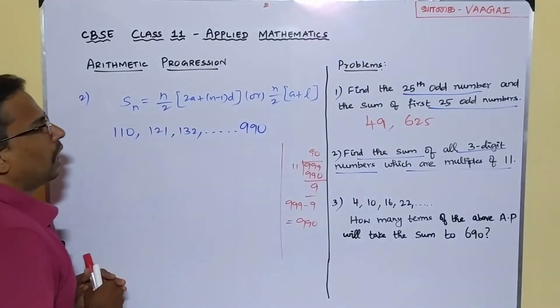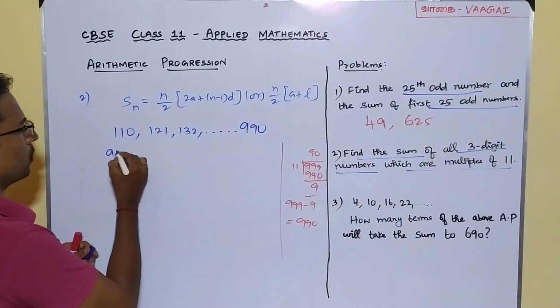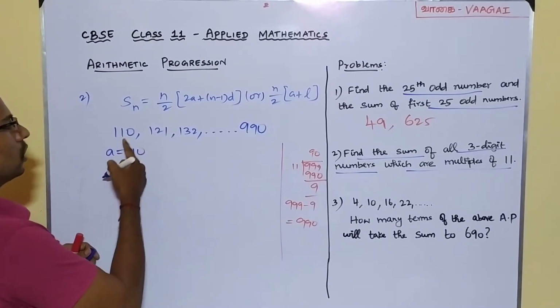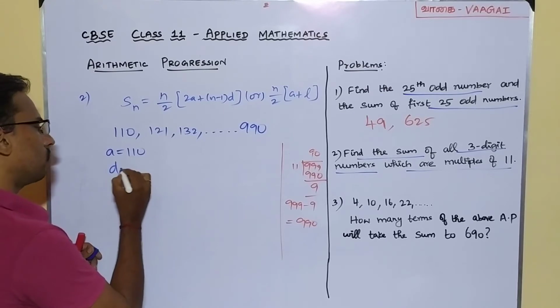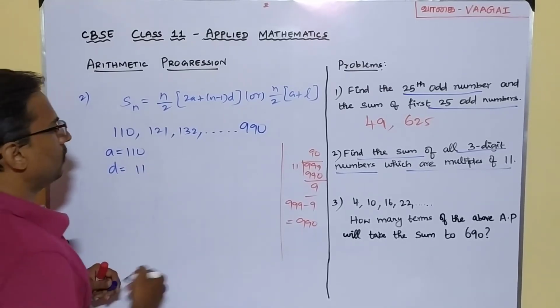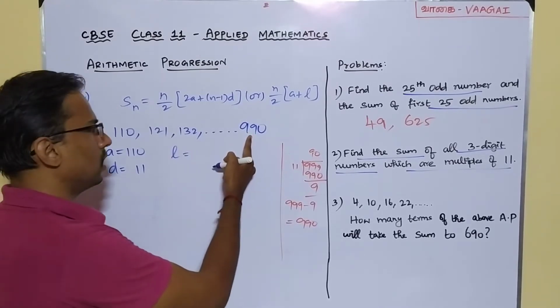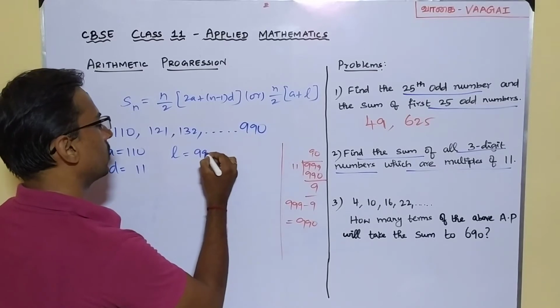So this is an AP here. No doubt it is an AP, because we have the first term equal to 110. So the A value is 110. And what about the value of D? D is again simple to say, it's going to be 11, right? And what about the value of L? Because we even know the last value. So this is going to be L, which is 990.